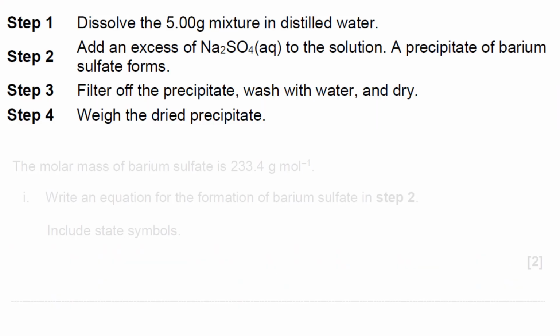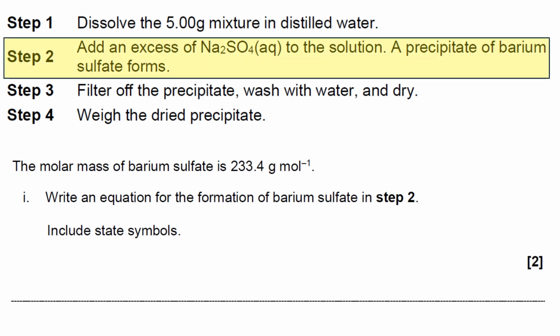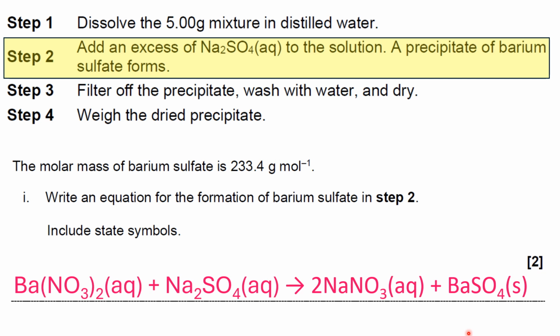So the first thing they want you to do is to write an equation for the formation of barium sulfate in step 2. By the time you get to step 2, the barium nitrate that was in solid form will have dissolved in water in step 1. So if you're going to include the state symbols like they say, you need to be quite careful to make sure that the barium nitrate is now in aqueous form, not solid form. And obviously the barium sulfate precipitate has to have an S next to it.